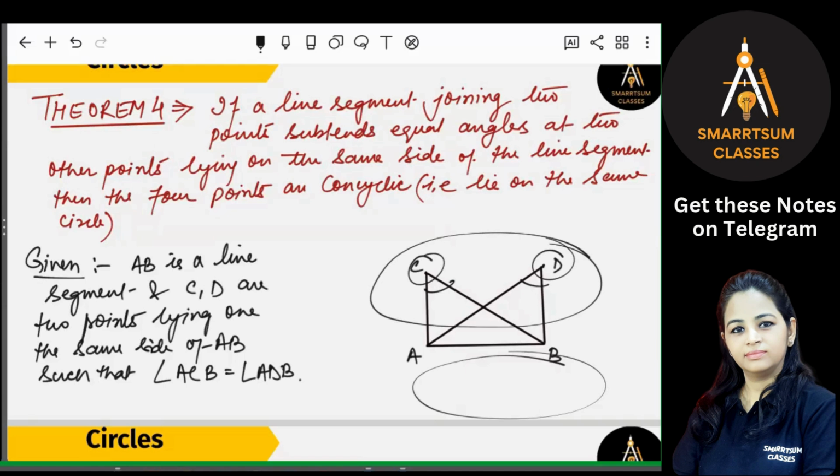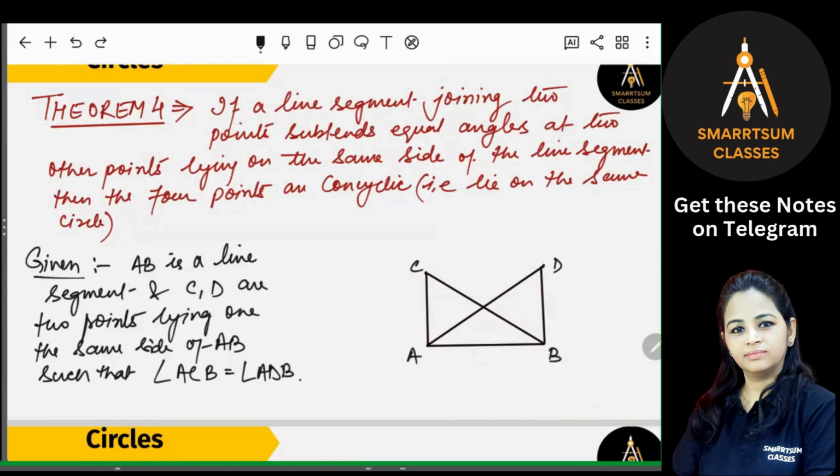So if this is so, now what does the theorem say? That these 4 points are concyclic. Means these points which you can see here, A, B, C, D, these points will be concyclic. Concyclic means if you draw a circle, all points will lie on the circle. Okay, this you have to prove, right? This much is given that AB is a line segment. There are 2 points C and D on the one side of the line segment, and angles subtended by this line on these 2 points are equal. If this is the condition, then these 4 points A, B, C, D are concyclic. Means you can draw a circle which will pass through these 4 points, right? Is it clear? So the points which are lying on the same circle are called concyclic, right?